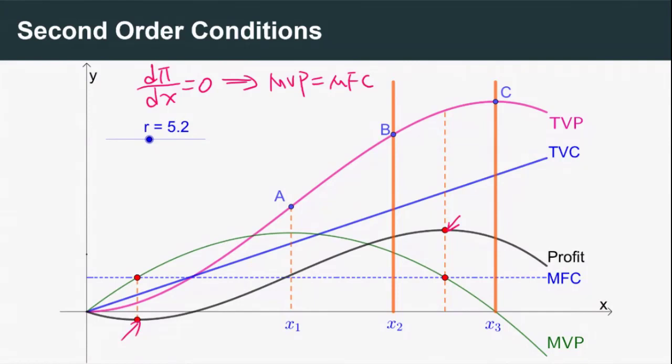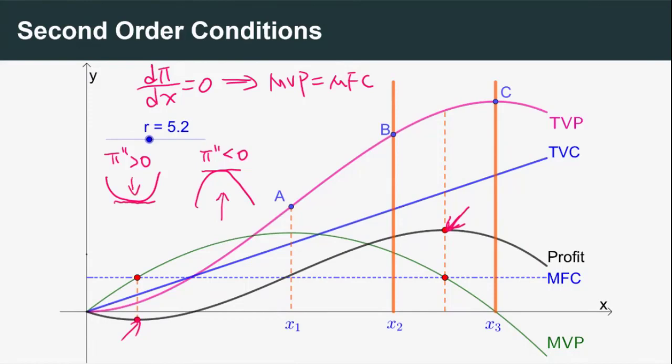This profit curve actually has the two shapes that we mentioned in previous slides. This one is concave upward, and this one is concave downward. For the one on the left, you have a minimum, and the second order condition is greater than 0. For this one you have a maximum, and the second order condition is smaller than 0. So this point here is this shape, and this one is this shape.